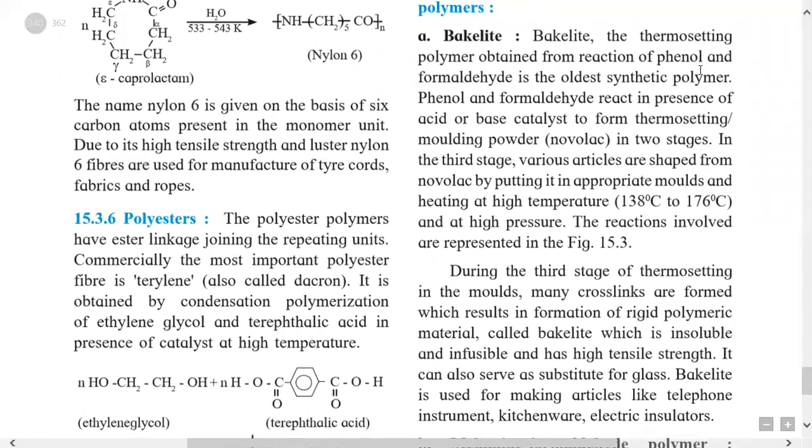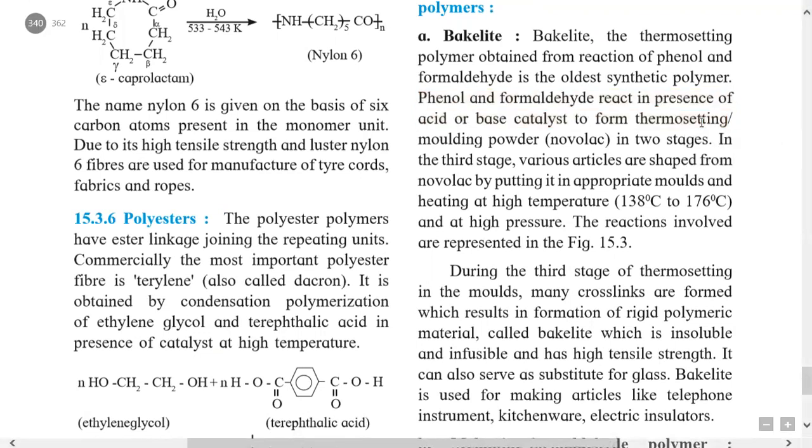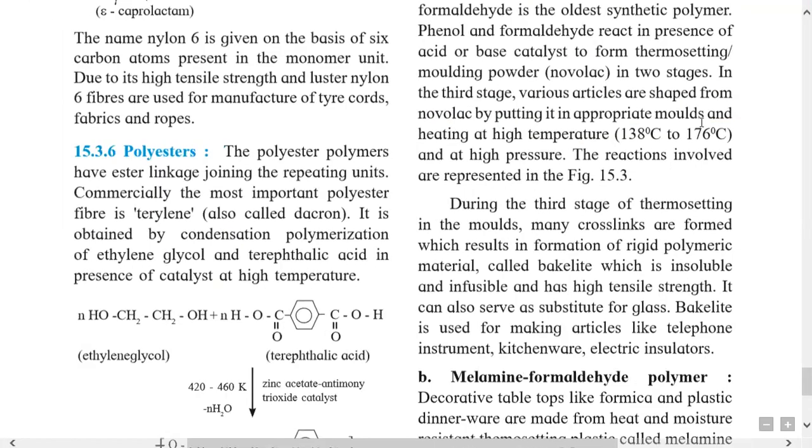Phenol and formaldehyde react in the presence of acid or base as a catalyst to form thermosetting or molding powder, novolac, in two stages. In the third stage, the various articles are shaped from the novolac by putting it in appropriate molds and heating at high temperature, that is 138 degrees Celsius to 176 degrees Celsius, at high pressure. The reactions involved are as follows.